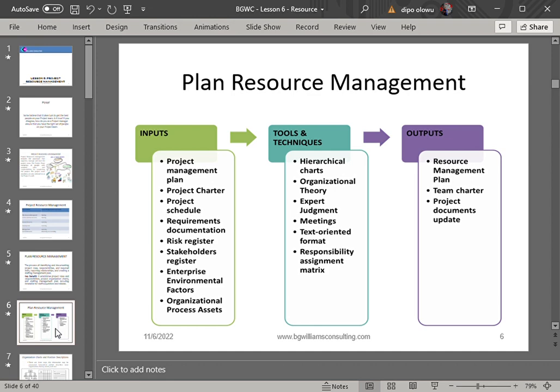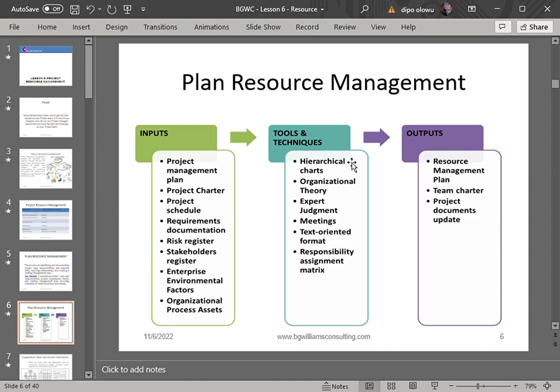All right, so what do we want to achieve in this process? Two things. What we want to achieve in this process is to have the resource management plan and what we refer to as the team charter. We'll explain them shortly. And how do we go about this resource planning?